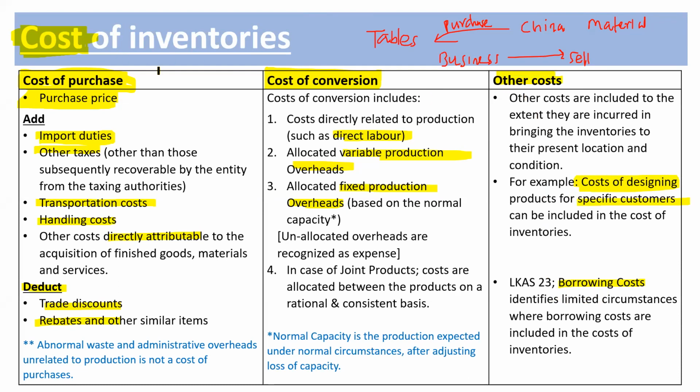Right? So cost has three parts. The cost of the inventory has three parts. Number one is cost of purchase. Number two, cost of conversion. And number three, other costs. Right? So let's move on to the next slide.